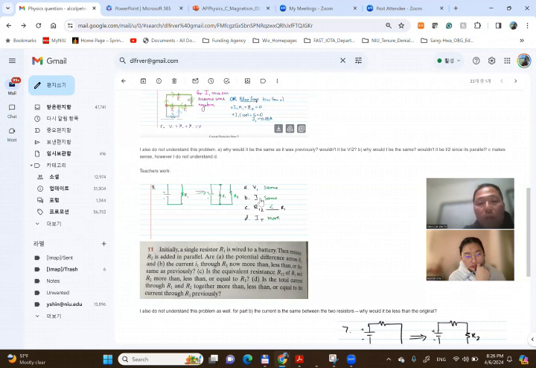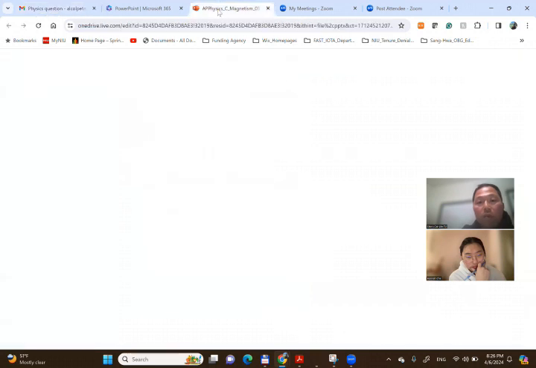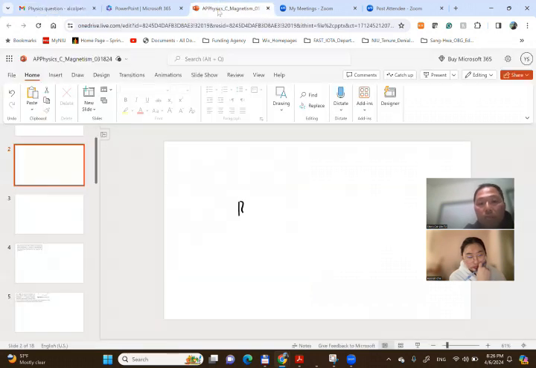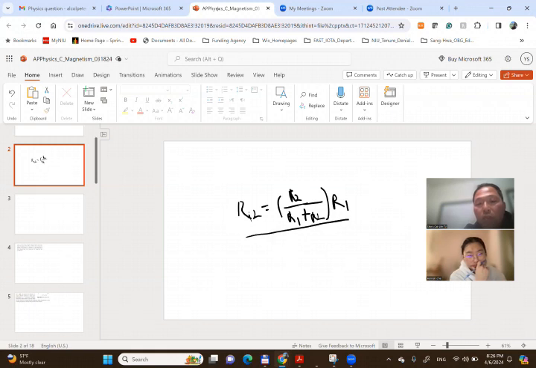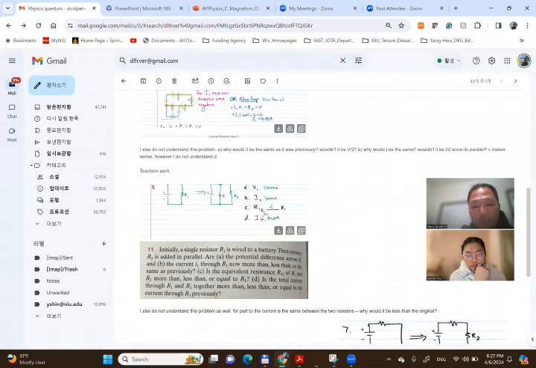And R12, obviously R1 must be bigger than R12, right? Because as I said, R12 is R2 over R1 plus R2 times R1. From this relationship, R1 must be larger than R12. Okay, and then the next one is the total current with R1 and R2 together.